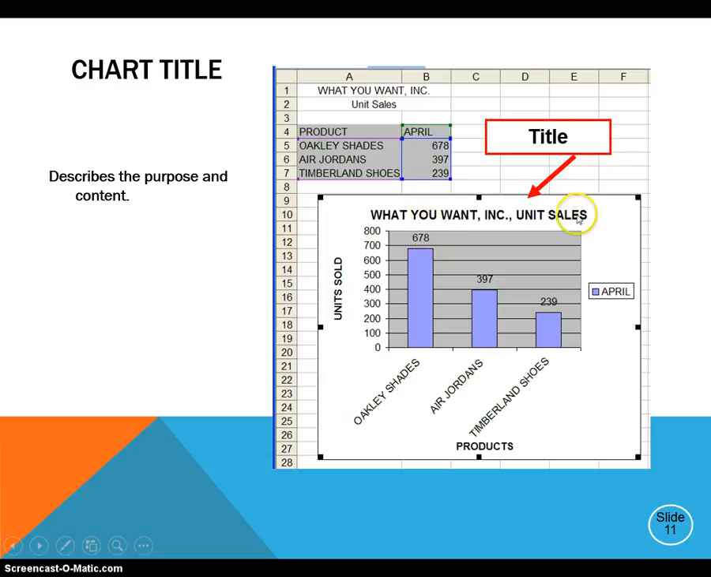The chart title is at the top. Normally your chart title is going to have something to do with what the spreadsheet title is and what it's showing. You always want to include a chart title to let you know what the chart is talking about.